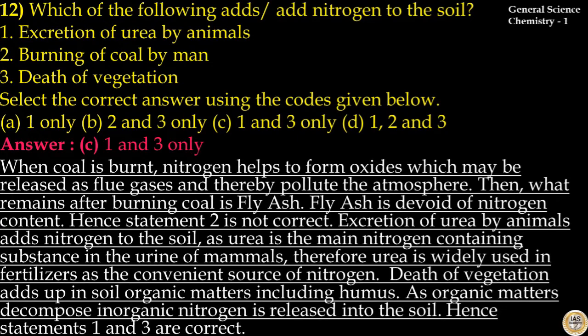Excretion of urea by animals adds nitrogen to the soil, as urea is the main nitrogen containing substance in the urine of mammals. Therefore, urea is widely used in fertilizers as the convenient source of nitrogen. Death of vegetation adds up in soil organic matters including humus. As organic matter decomposes, inorganic nitrogen is released into the soil. Hence statements 1 and 3 are correct. So here the answer to this question is option C, 1 and 3 only.